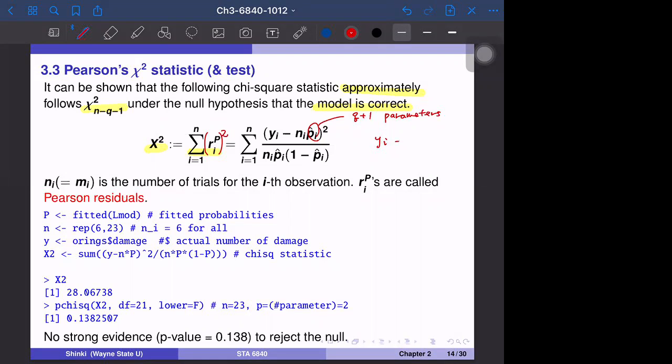If we subtract ni pi hat, this is actually the expectation of yi. And if we divide this by ni pi hat times 1 minus pi hat, and take the square root, this is the standard error of yi. So this is the expectation, and this is the standard error of yi. Then this is the standardized random variable, and yi is approximately normal, so this entire quantity follows approximately normal 0,1.